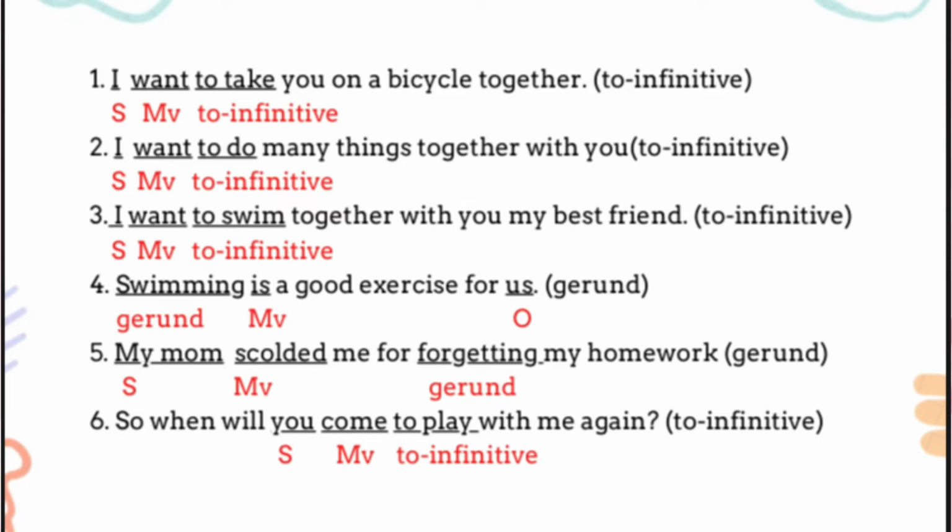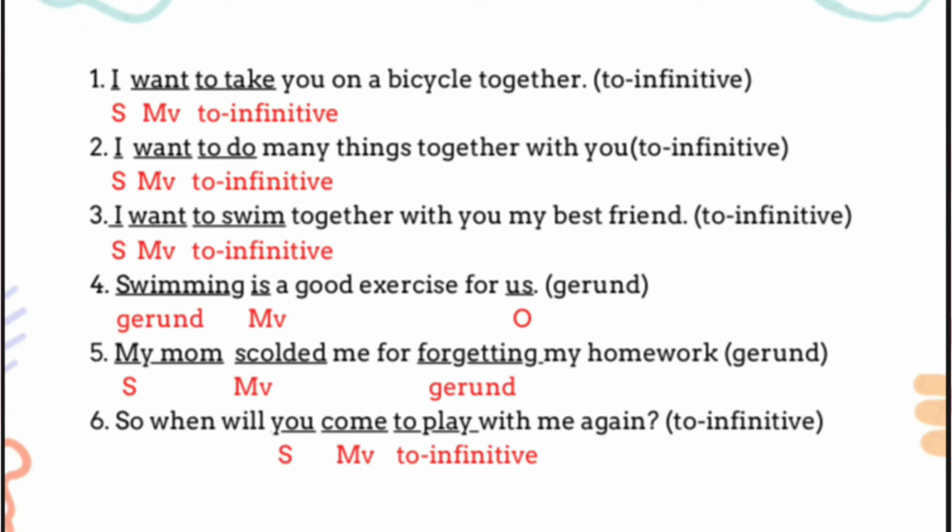Next, the second sentence, I want to do many things together with you. The sentence consists of to infinitive. The subject in the sentence is I. The main verb of the sentence is want, and the to infinitive in the sentence is to do.